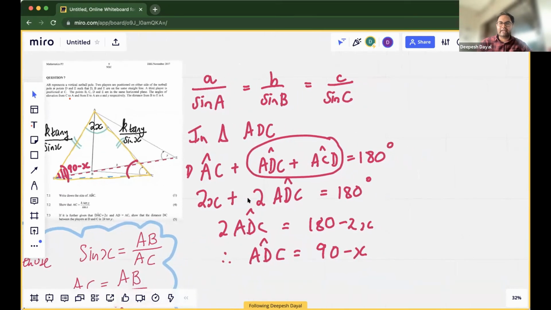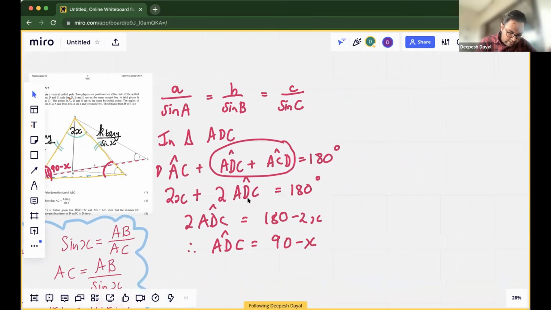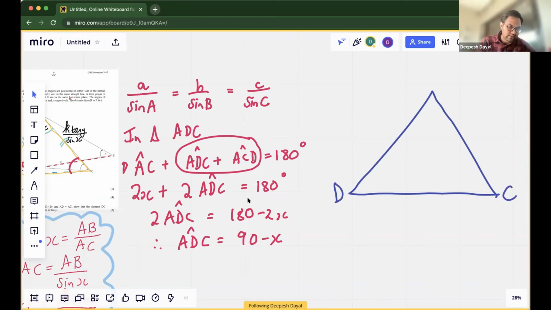Okay, so ADC is 90 minus x, and we're going to now find DC. To find DC, we're going to be using the sine rule. I think it may be really great to quickly draw that triangle out. So we've got here DC, right? And then we've got A here.